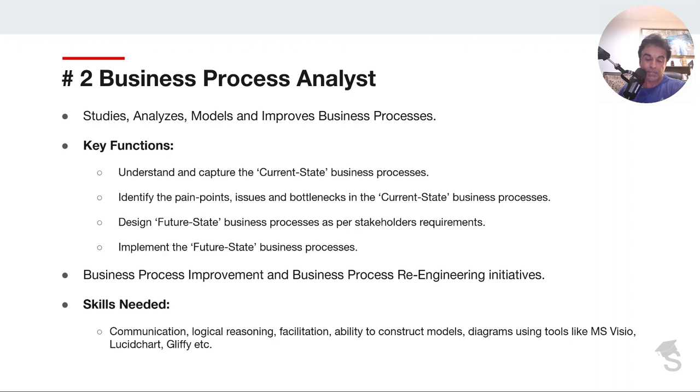Now, as part of this role, there are two main types of initiatives involved. One is business process improvement, and the other one is business process reengineering.